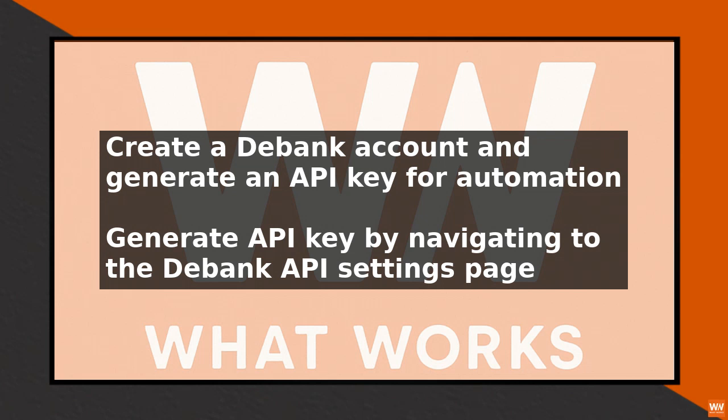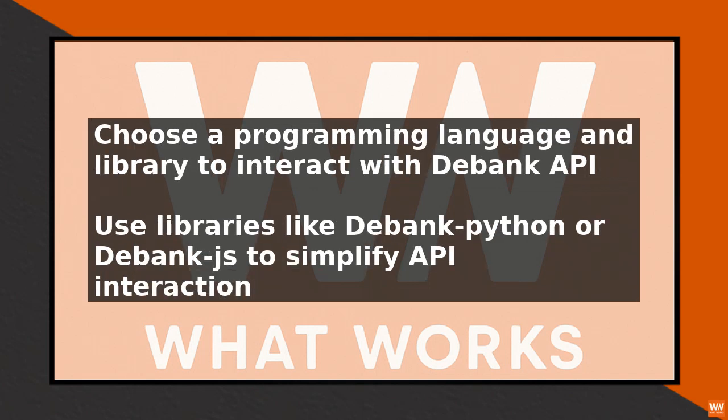First, you need to create a Debank account and generate an API key. This key will be used to connect to the Debank API and automate your borrowing positions. You can generate an API key by going to the Debank website, logging into your account, and navigating to the API settings page.